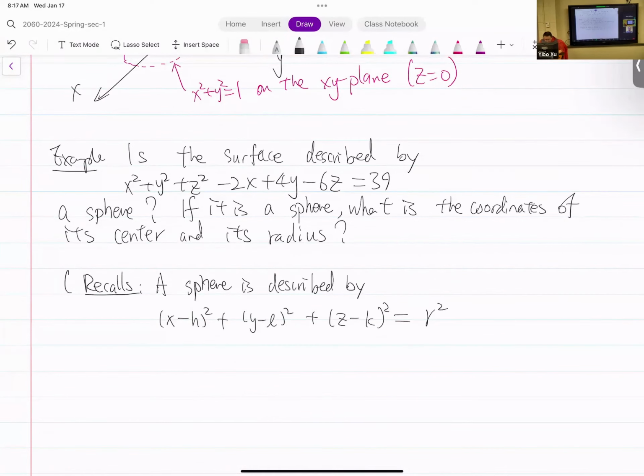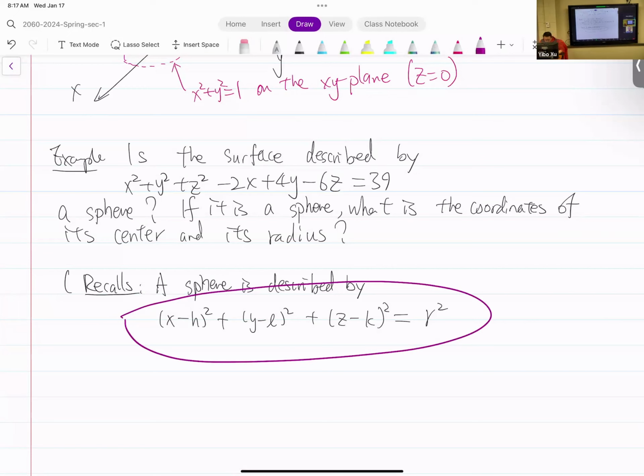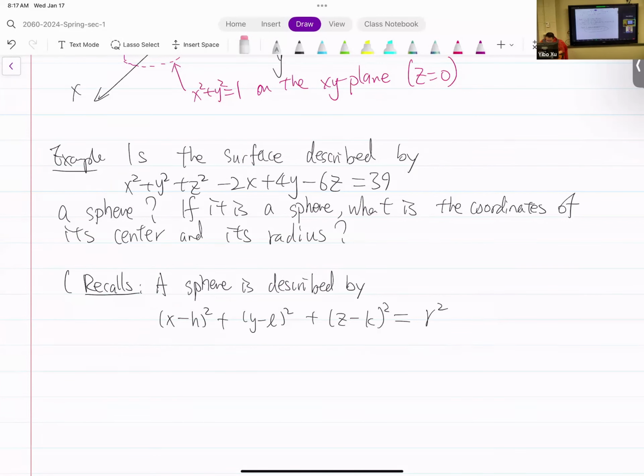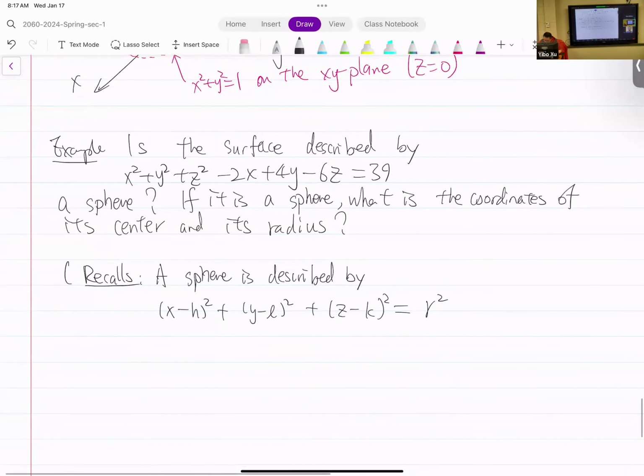Okay. But now, simply we want to match this form of the equation with the equation that we start with. Okay. So somehow this process is called the completion of squares. So if you are familiar with this, great. If not, then let's just do it.